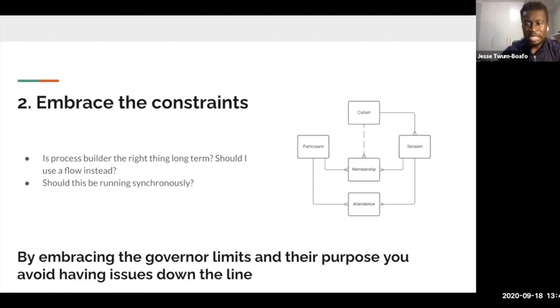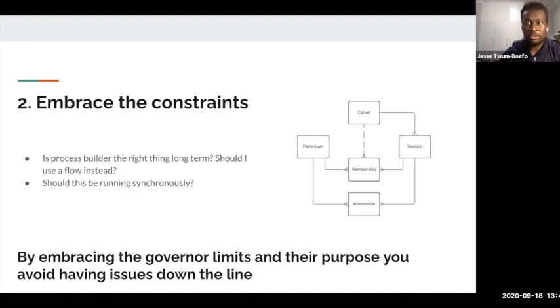So rather than thinking about that as a problem and trying to work around it in the short term, think about those constraints as being something that help you to make the right decisions. Again, if we think about our attendance object here, if we needed to update the status field on our attendance object, we could use Process Builder. And Process Builder would easily make an update to one record, maybe a few records. But once we get a large number of records, Process Builder probably isn't the right thing.